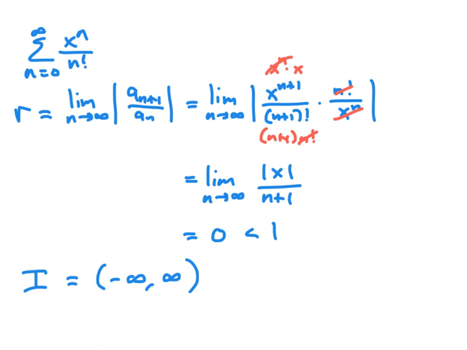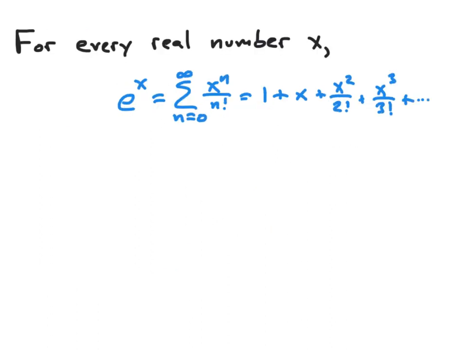So this particular Maclaurin series, n equals 0 to infinity of x to the n over n factorial, converges for every single real number x. If we put the two parts of the preceding example together, what we have shown is that for every real number x, e to the x is exactly equal to the sum of the series from n equals 0 to infinity of x to the n over n factorial.